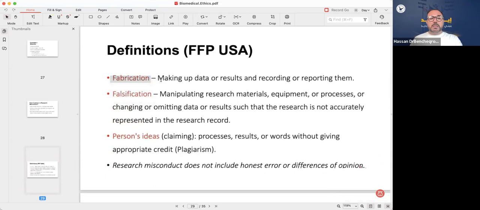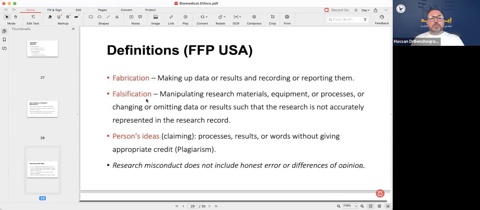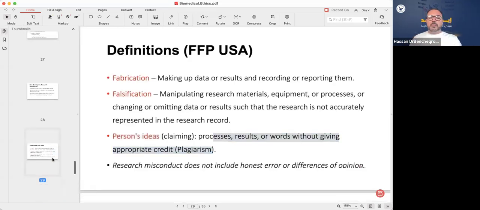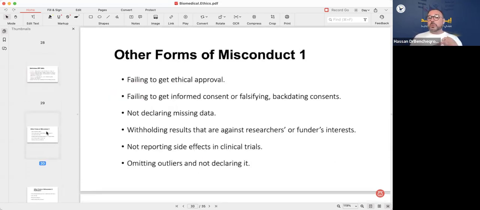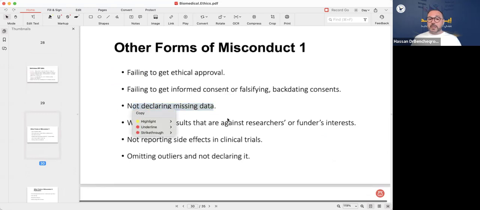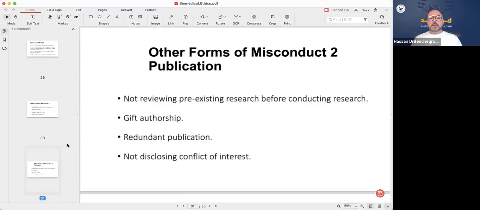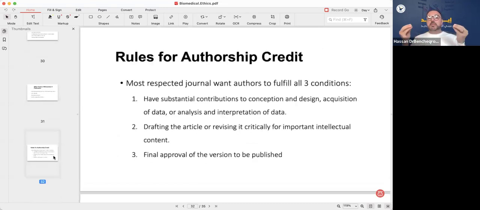Fabrication. Fabrication means the researcher just made it up. Or falsification. You have data, but you changed it, you manipulated it. Or claiming a person's idea. It's somebody else's idea, but one stole it and claims it as if it was his. So these are bad ethics in research. Other forms, if you don't or I don't ask for ethical approval, that's misconduct. If I do not get informed consent from the patient, or if I even change the date to make sure it's compliant when I didn't do it that date, or if there is missing data, so I just completely eliminate that patient altogether, etc., etc. And that means that you will be given a misconduct in research.